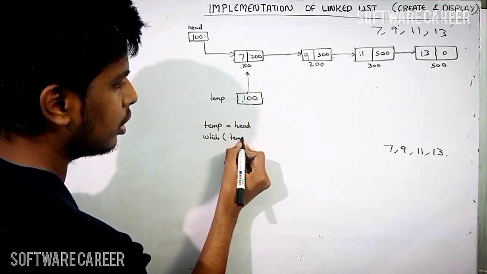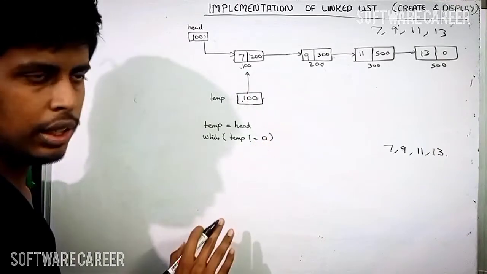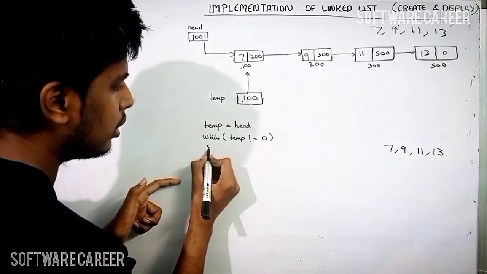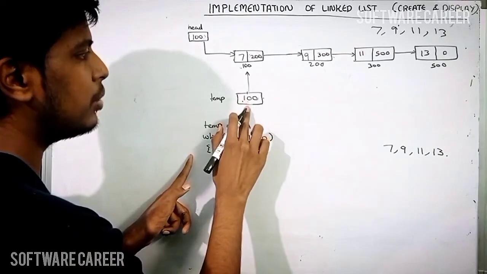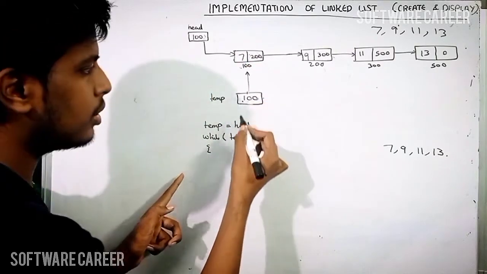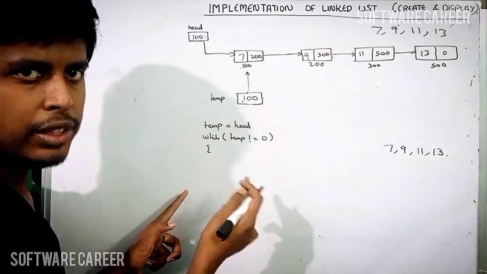temp not equals to 0, or not equals to null. Why I am writing this, I'll tell you afterwards. Now inside this I'll write: I am displaying 100's data present in this node. How can I access this? Temp data. Temp is 100, and 100's data is 7. So you should print temp data.